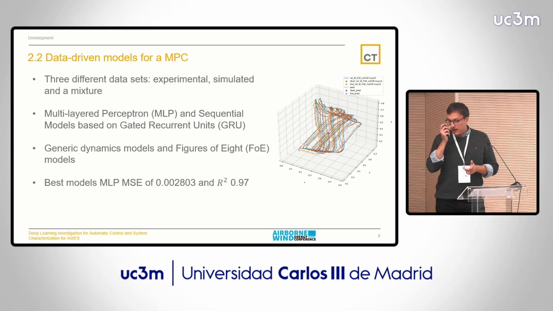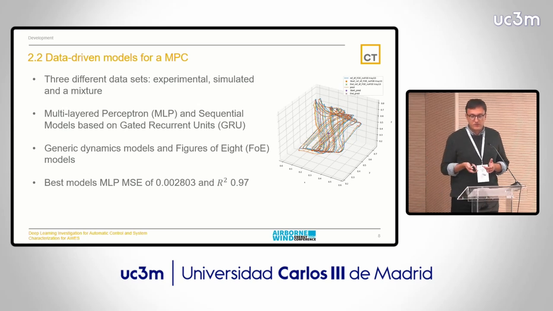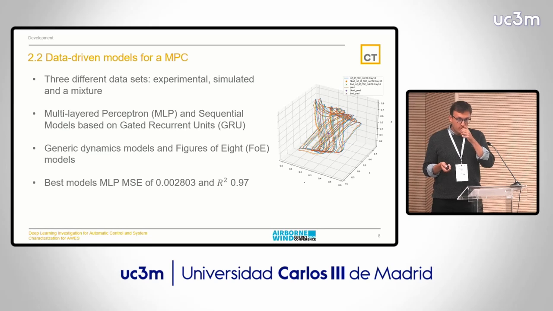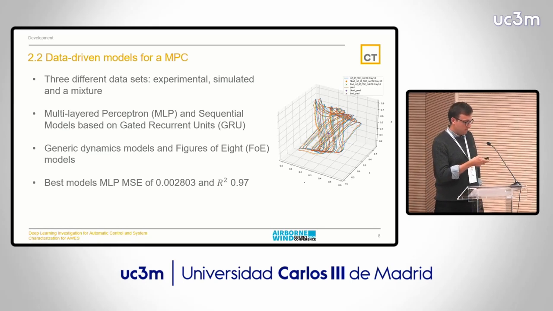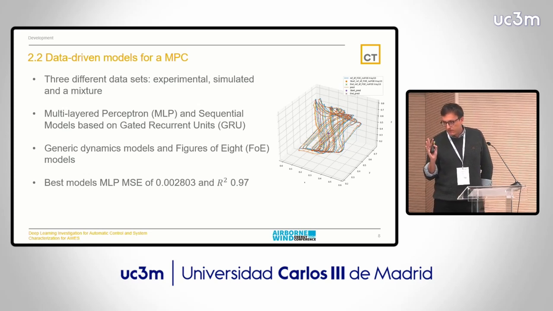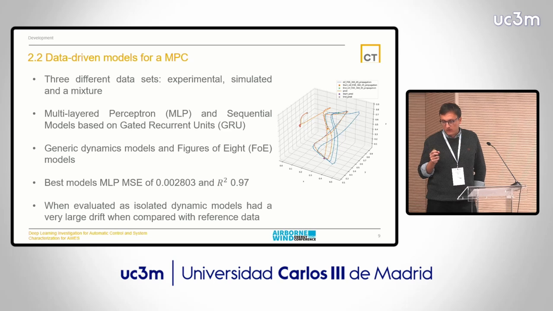So the first model we had was using the multi-layer perceptrons with a mean square error of 2 to the minus 3 and an R square of 0.97. But take into account, here you can see in the graph, but that's scaled, so it might not seem very accurate. But you can see that we can predict fairly well the next step of the simulation. But when we try to isolate this model and only input information that comes out of the same model, it quickly drifted.